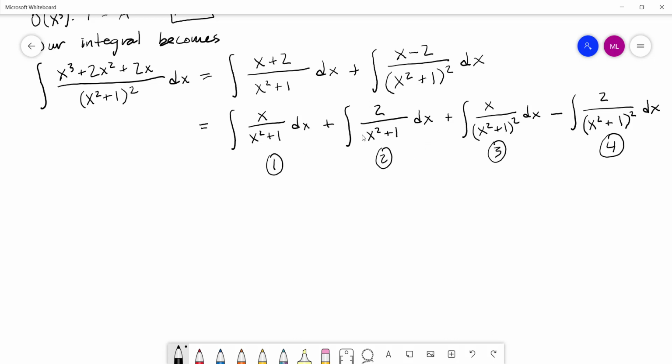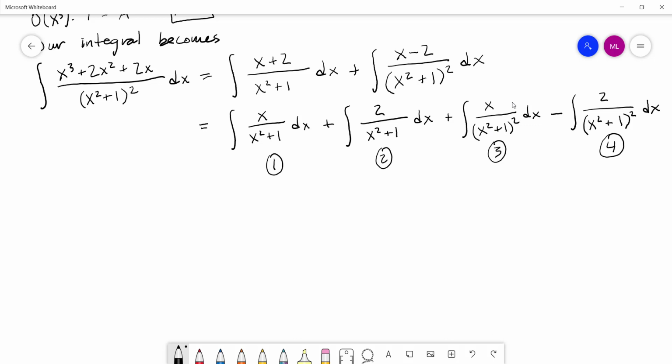This one over here, we don't have the x that we need on top. This one is going to be a trig substitution, but it's the exact same trig substitution we did in the last problem. It just has a factor of 2 in front of it. So it's going to be 2 times the arctangent of x. So this is arctangent. What about this one? This one we're going to be able to do with the U substitution as well. It's just going to be a little bit more complicated.